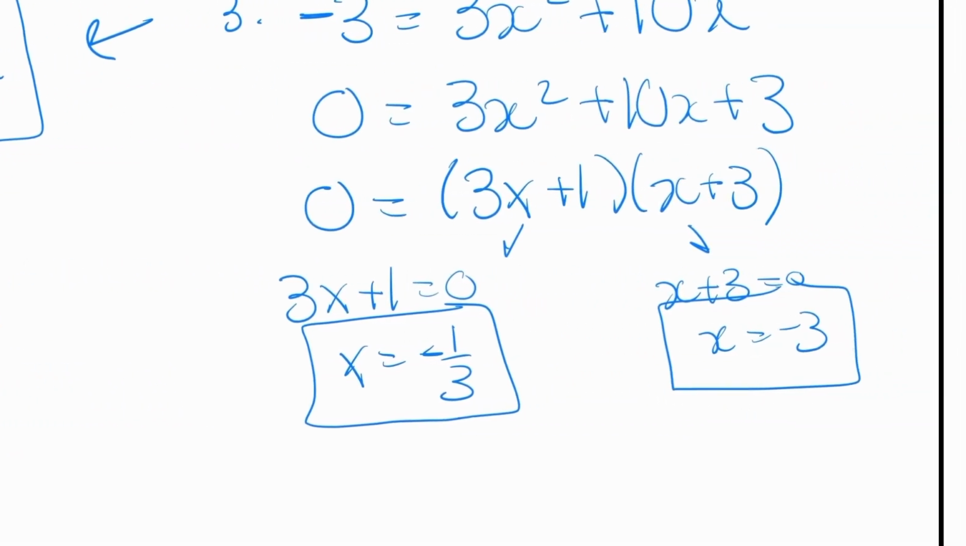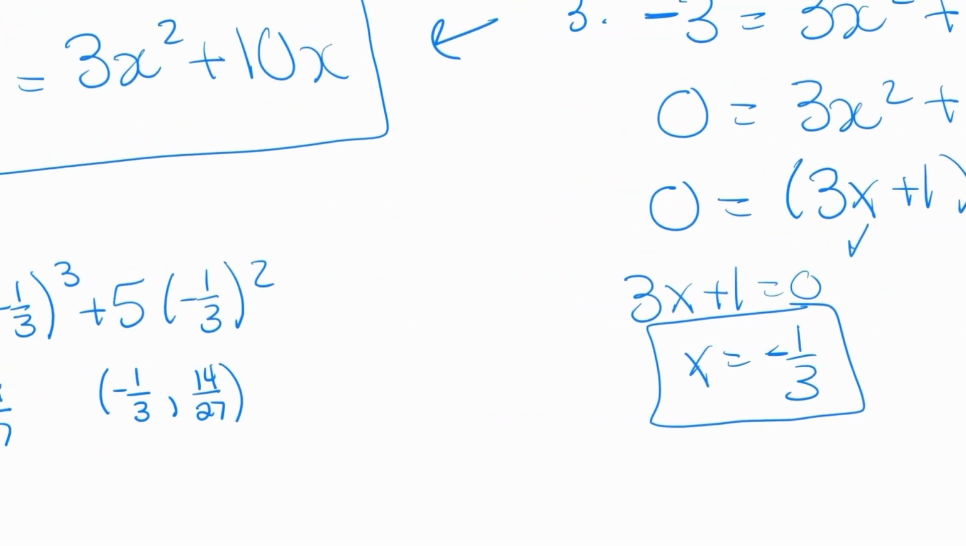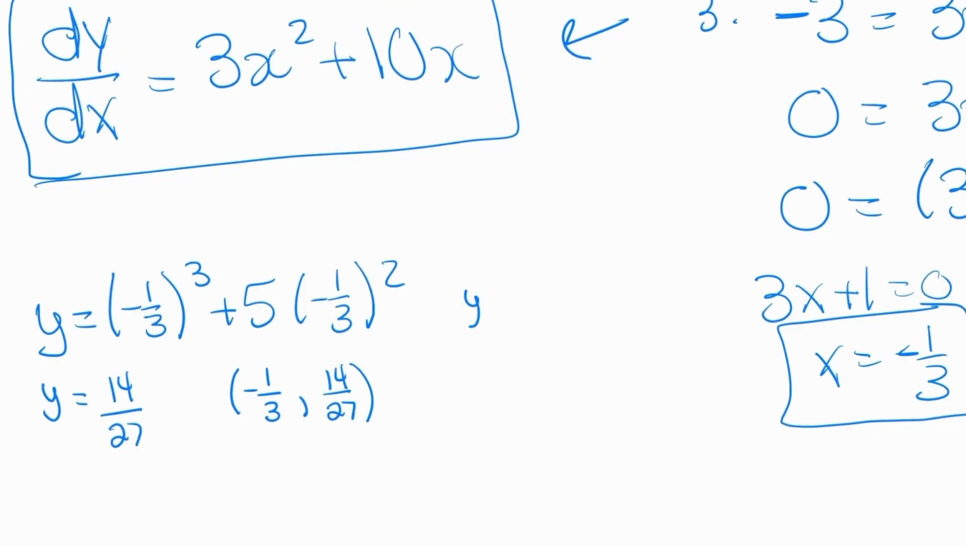I'm going to do the same thing with my other x value that I just found. So my y value when x is equal to negative 3 will be equal to negative 3 cubed plus 5 times negative 3 squared. So that will give me a y value of 18. So that tells me the second point on that graph will be when x is negative 3 and y is 18.